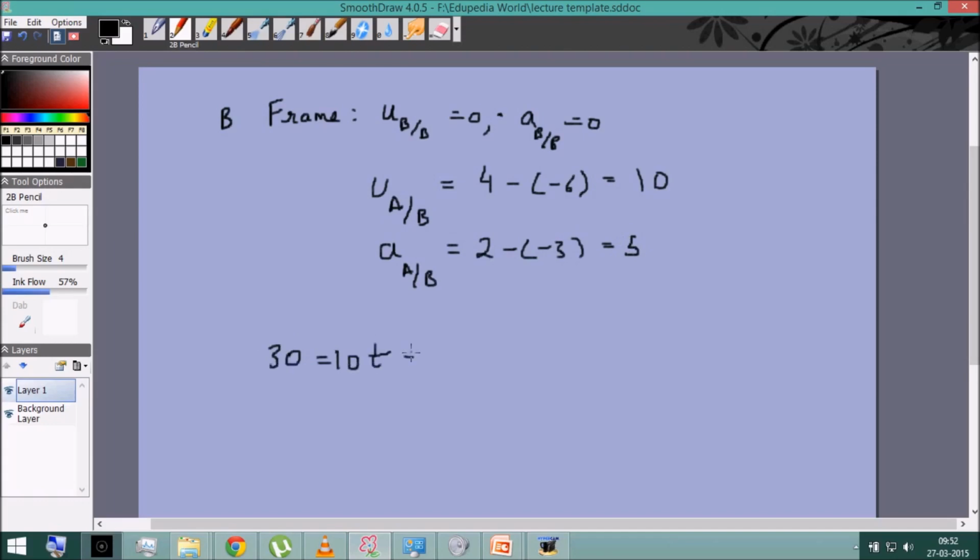And with respect to B, when A travels 30 meters, it will collide with B. So the equation will be 30 is equal to 10t plus half into 5 into t square. We see that again the equation is the same, which will give us the same result, t is equal to 2 seconds. So again, I show you that we can solve any question in any frame.